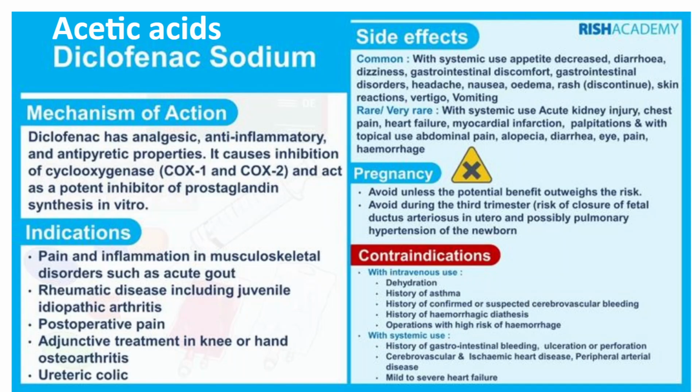In pregnancy it is contraindicated. Unless there is a very significant indication, diclofenac is contraindicated in pregnancy. And the other contraindications are in a patient who has dehydration, a history of chronic bronchial pathologies like asthma, and cardiovascular bleeding. If the patient has cardiovascular bleeding or hemorrhagic pathologies, it's better not to be used. That's about the use of diclofenac as an analgesic in common conditions.